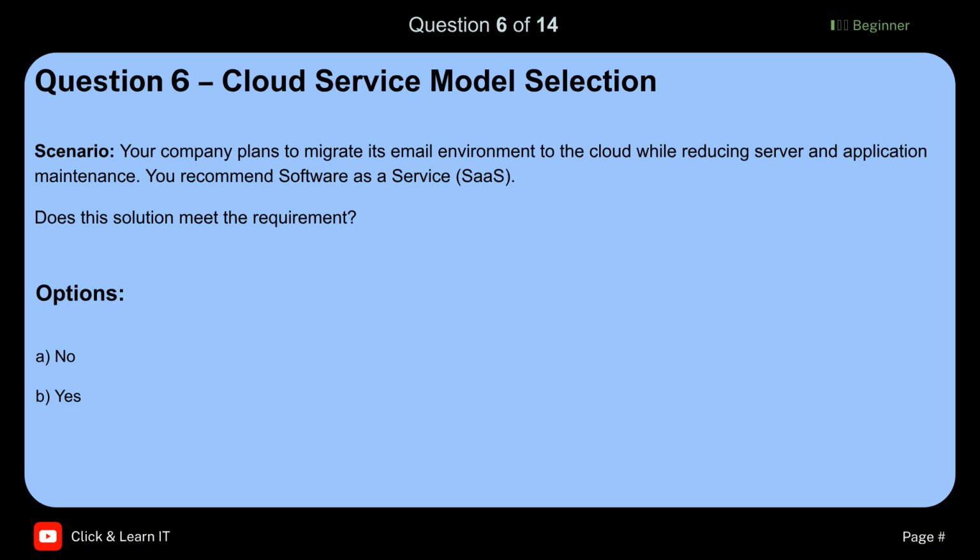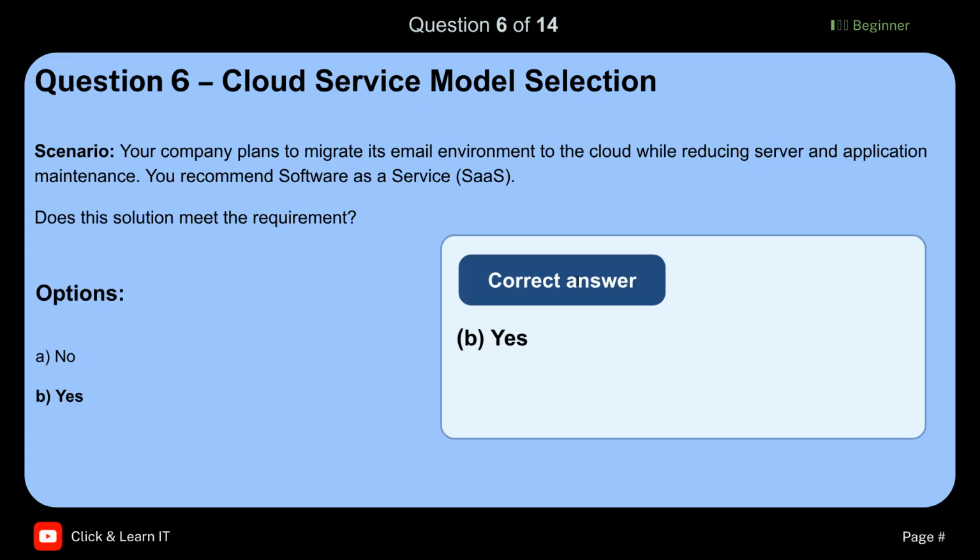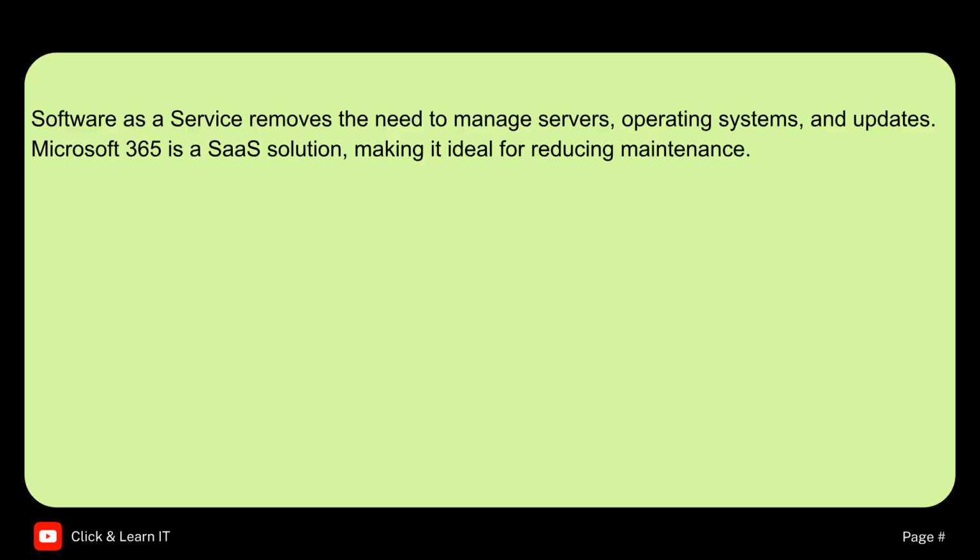Question 6. Cloud service model selection. Your company needs to migrate its email to the cloud, reducing server and application maintenance. Does recommending software as a service or SaaS meet this requirement? The correct answer is B. Yes. SaaS is the recommended model for reducing server and application maintenance. Software as a service removes the need to manage servers, operating systems, and updates. Microsoft 365 is a SaaS solution, making it ideal for reducing maintenance.